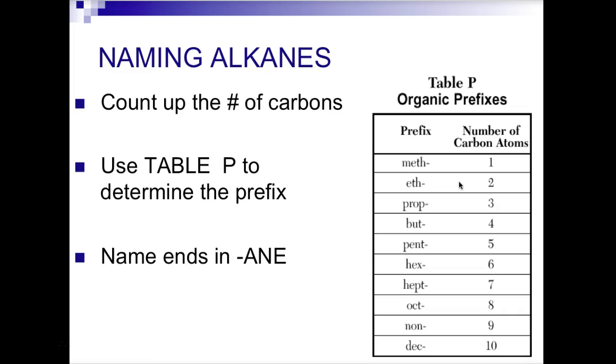So, how do you name alkanes? You count up the number of carbons, and then you use table P in your reference packet to determine the prefix. If it has 1 carbon, it's going to be meth, 2 is eth, 3 is prop, 4 is but, 5 is pent, 6 is hex, 7 is hept, 8 is oct, 9 is non, and 10 is dec. And then after that prefix, you just add ANE. And it tells you 2 things. Number 1, it tells you how many carbons are in your chain. And number 2, it tells you that they're all singly bonded together.